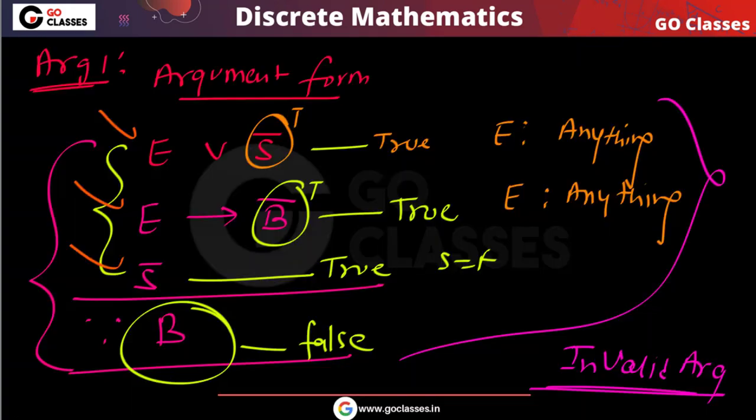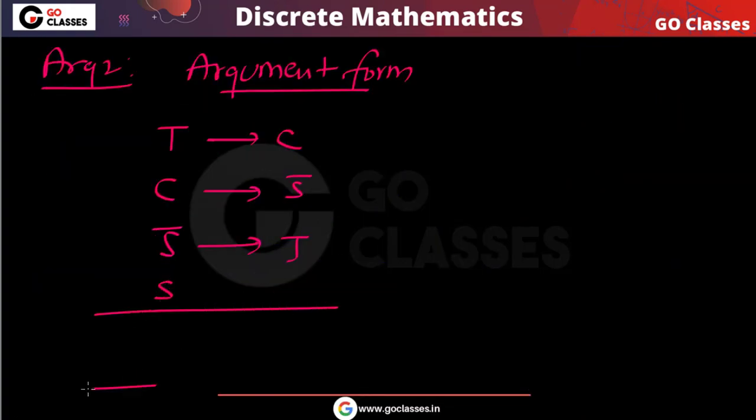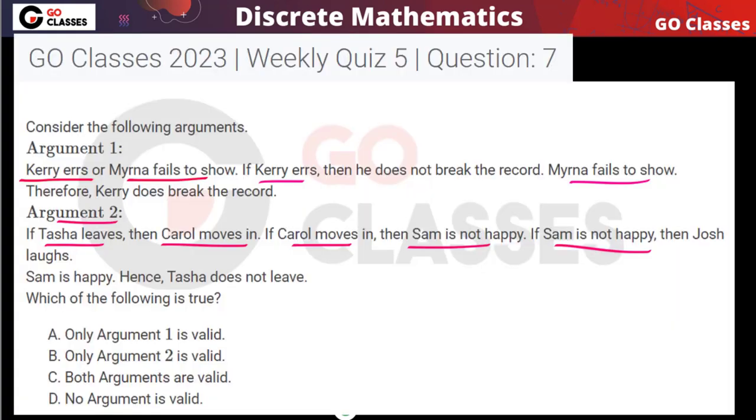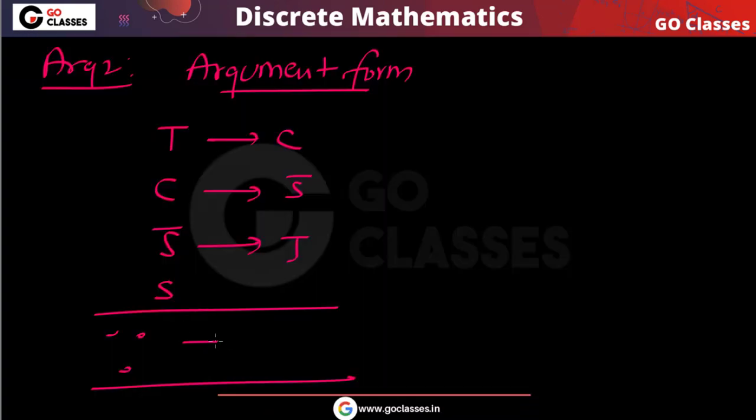Sam is happy. Hence, Tasa does not leave. Okay, so this is the argument form for the second argument. Now let's check whether it is a valid argument or not.